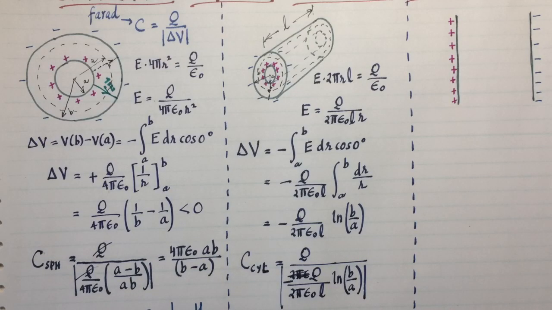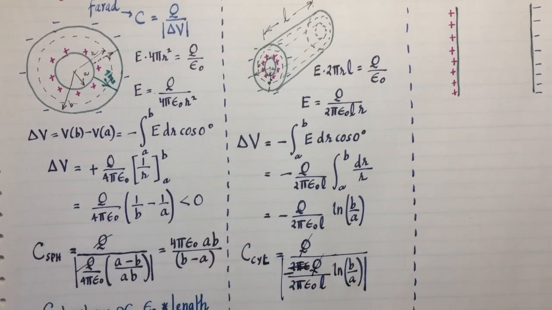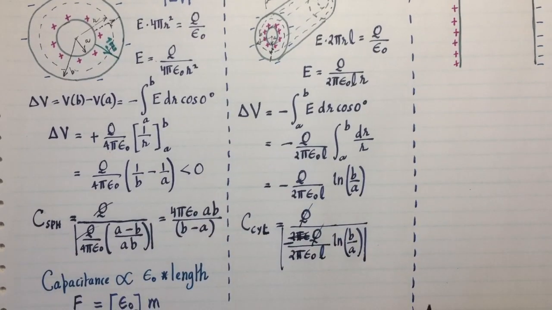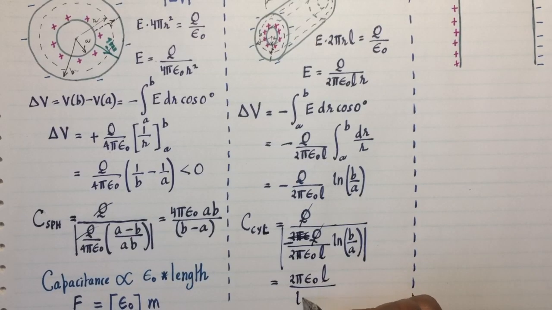All right. So now we can do the same thing, cancel out Q's. The Q cancellation always happens. Capacitance does not depend on how much charge you have, in the same way as the capacity of a water bottle does not depend on how much water there is. So there's going to be 2 pi epsilon naught L divided by natural log of B over A.